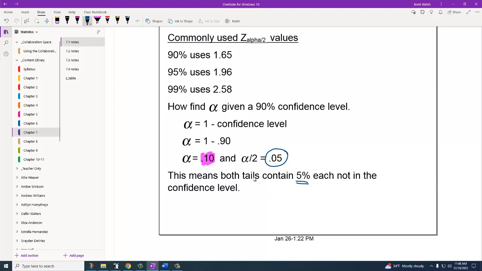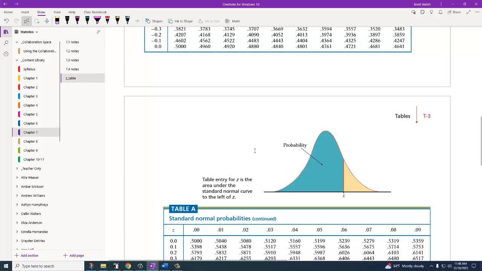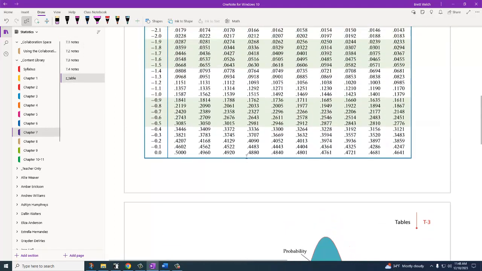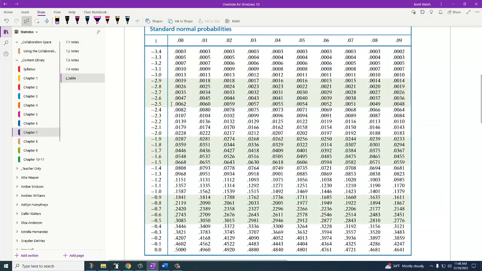Now if I wanted to figure out what the z is for 5%, I'm going to go to the z table and look for 0.05. I know this occurs on the left side and right side, so I'm just going to look at the left side for 0.05. If I was looking on the right side, I'd be looking for 0.95. So I'm just going to do it from this side, looking for 5%.